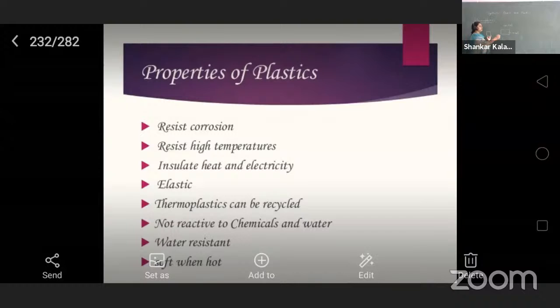Are you understanding? The metal reacts with oxygen. We have discussed that metal reacts with oxygen.